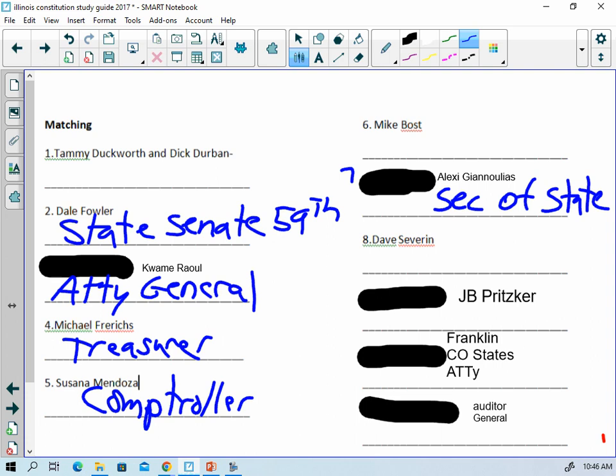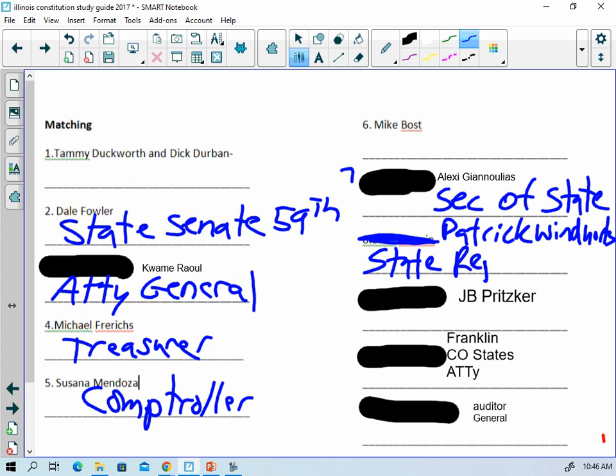That's the state representative. I fixed it on your paper, I didn't fix it here. He is your state representative from the 117th district. I fixed several of these on the Smart Notebook page, but I didn't fix that one.